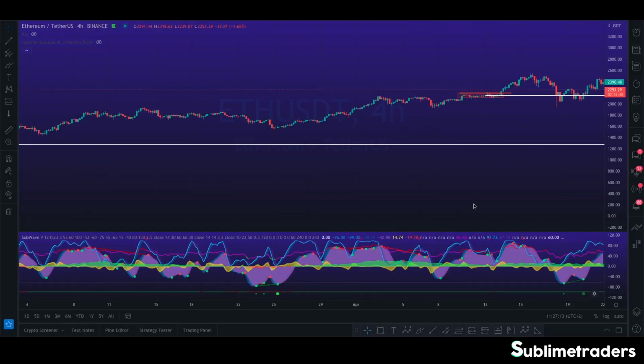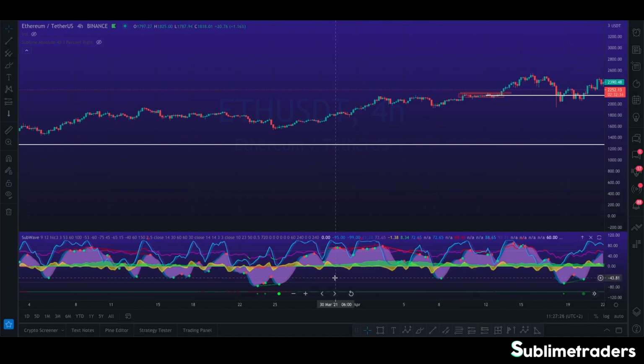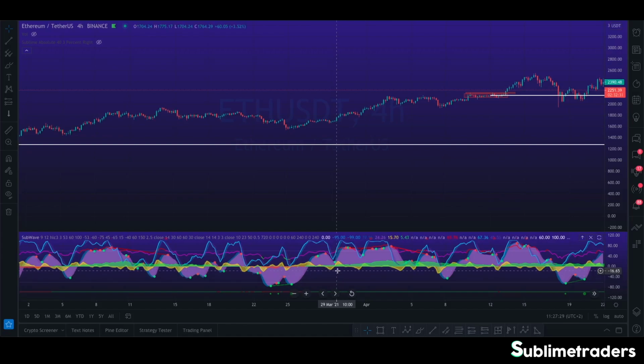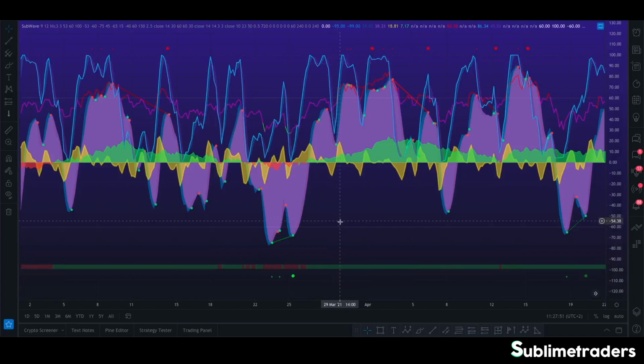I'm Logical Orange, and in today's video we are going to talk about the Sublime Wave Indicator, an indicator that all the Sublime Traders members have access to. We are going to learn what everything is in this indicator, and we are also going to talk about some strategies. So make sure you have a pen and paper so you note everything that I'm saying now, because it can in the long run create you some very good trades. So without further ado, let's go into this indicator.